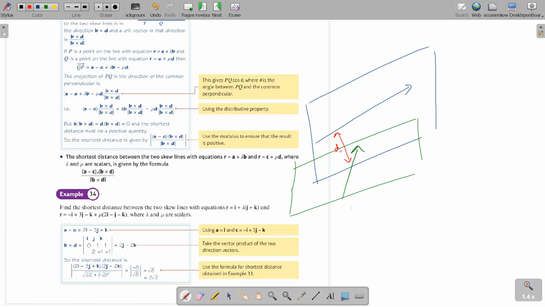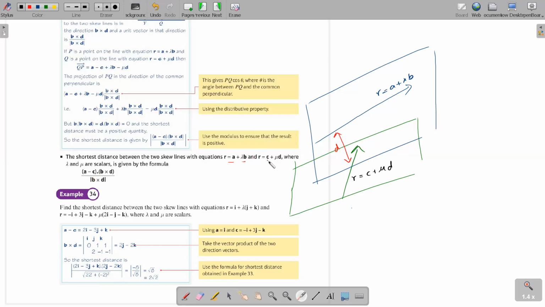So what we do is you take the two equations. r = a + lambda b is the equation of the first line. And the equation of the second line is r = c + mu d. You need to remember this equation. I think it's there in the formula book. Anyway, what do we do here? You take the two position vectors, a and c. You take (a minus c) dot product with b cross d.